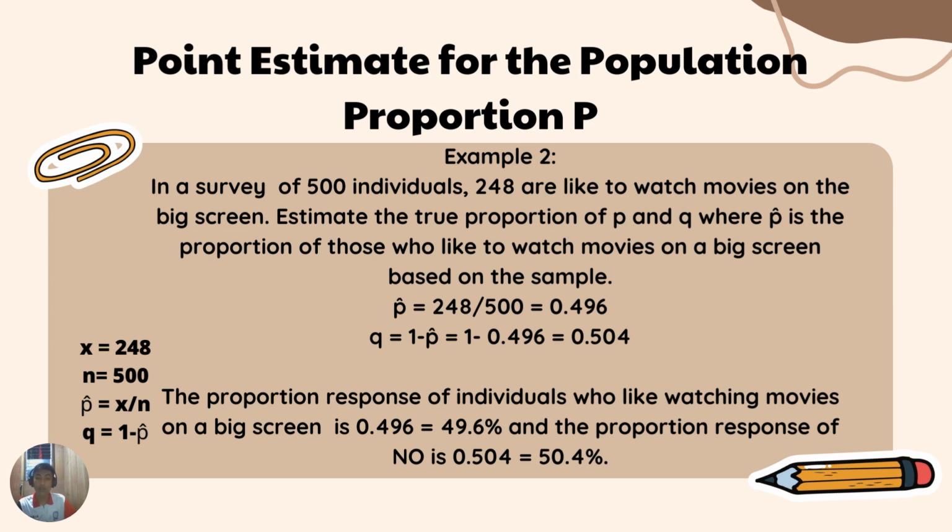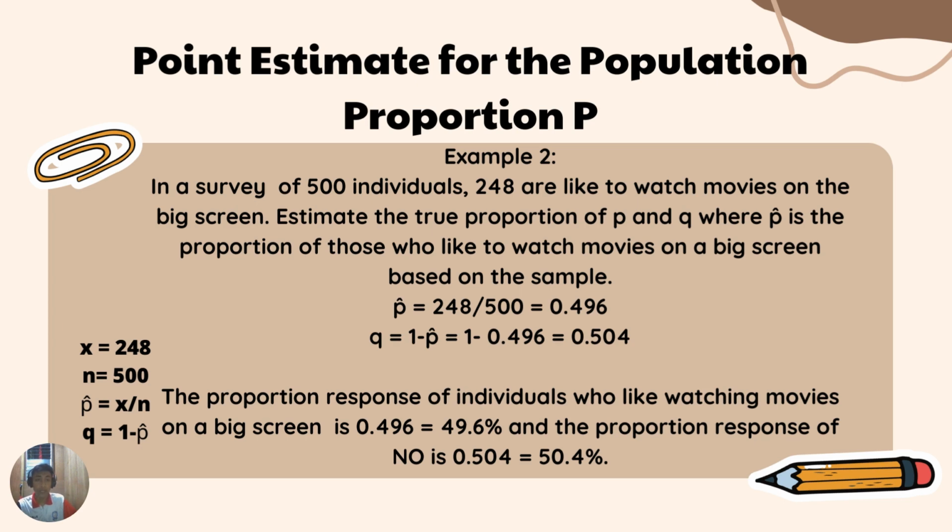Next, we have q, which is 1 minus p hat. Since we already have the value of p hat, we are going to substitute. So 1 minus 0.496 is equal to 0.504. Again, always remember that if the total of this problem is not equal to 1 or 100%, meaning there is something wrong with our process or our solution.